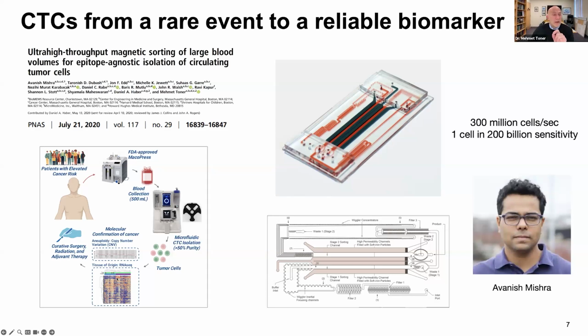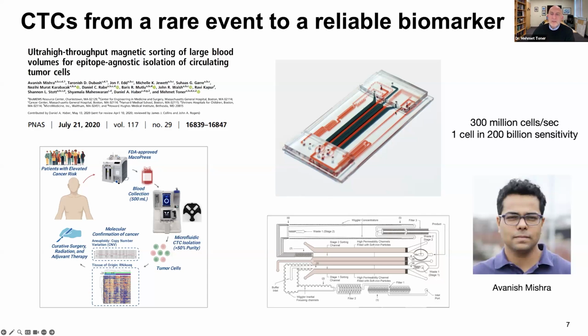And then once you have that, we look at molecular confirmation of cancer by looking at two assays: aneuploidy, which is a quintessential marker of copy number variation in cancer, and RNA-seq, with which we can tell the origin of the cancer.